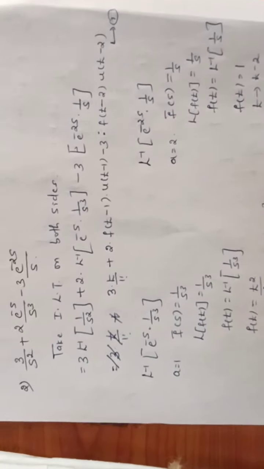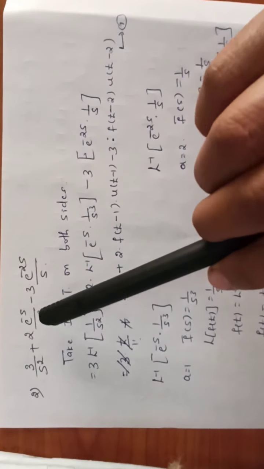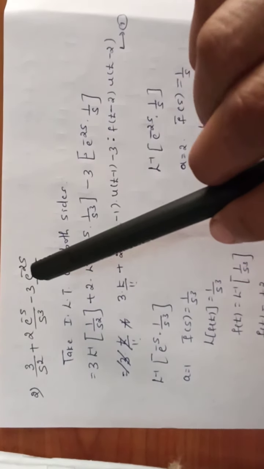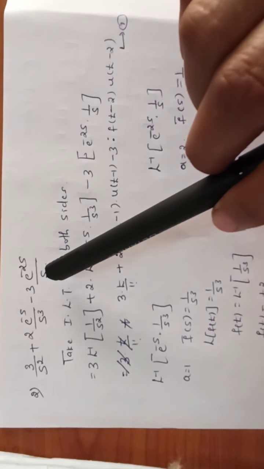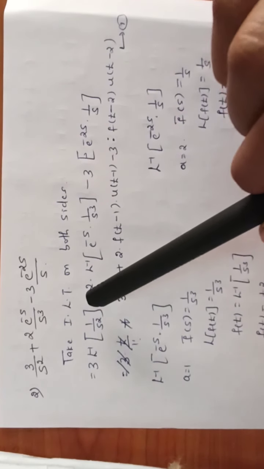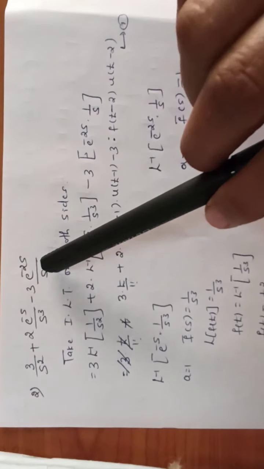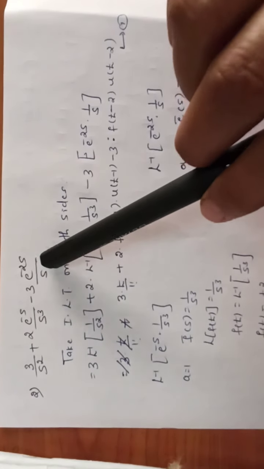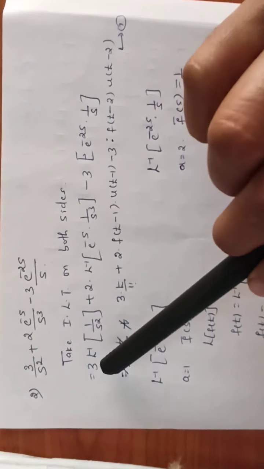So here our next problem is 3 by s square plus 2 into e power of minus s by s cube minus 3 into e power of minus 2s by s. We have to find the inverse Laplace transform of this term. So now first let us take inverse Laplace transform on both sides for each of these terms. So 3 is a constant, keep it as it is.